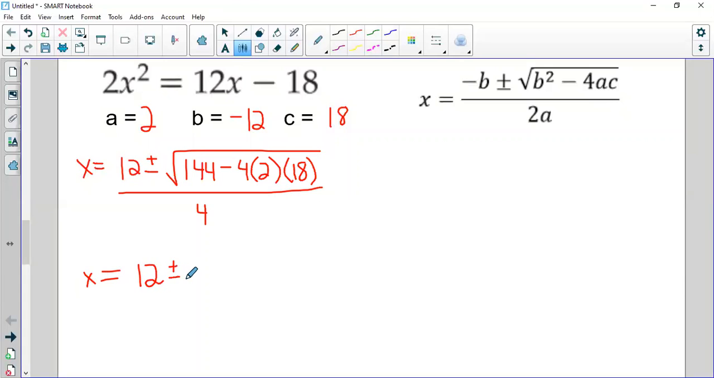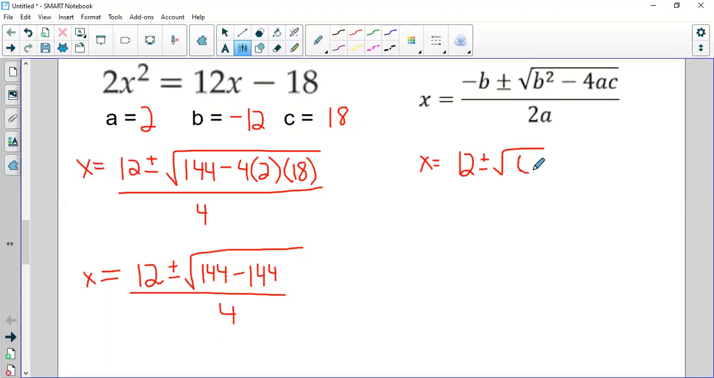plus or minus the square root of, work out inside that radical, 144. Negative times positive is negative. 4 times 2 is 8. 8 times 18 is 144. Ooh. All over 4. Space up here. X is equal to 12 plus or minus the square root of 0 over 4.